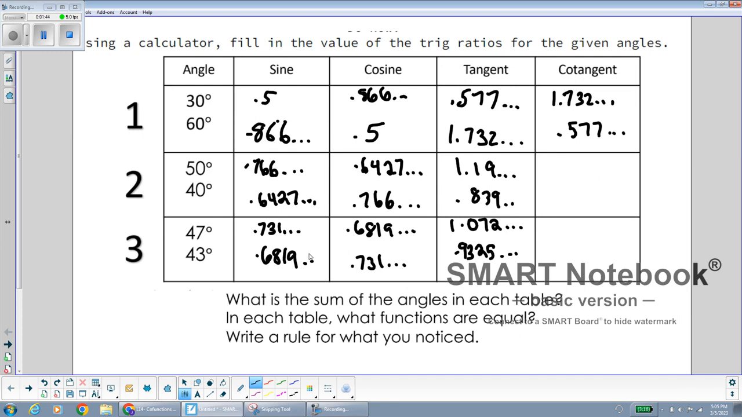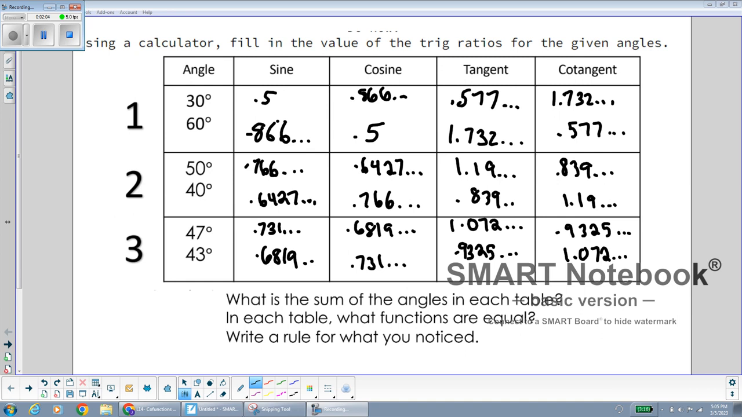Please find the cotangent values for the 50-degree angle, the 40-degree angle, the 47-degree angle, and the 43-degree angle by typing in 1 divided by tangent of 50 degrees, 1 divided by tangent of 40 degrees, 1 divided by tangent of 47 degrees, and 1 divided by tangent of 43 degrees. So now that our chart is completely filled in, let's answer the questions that are at the bottom.